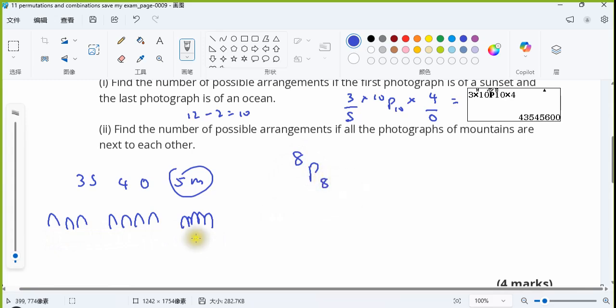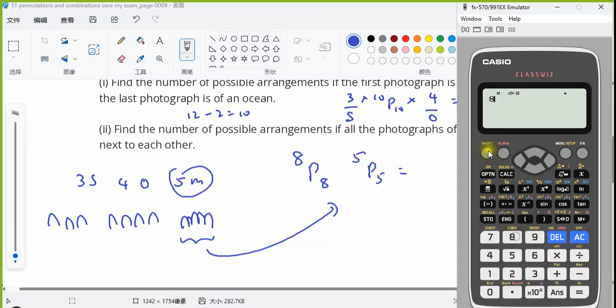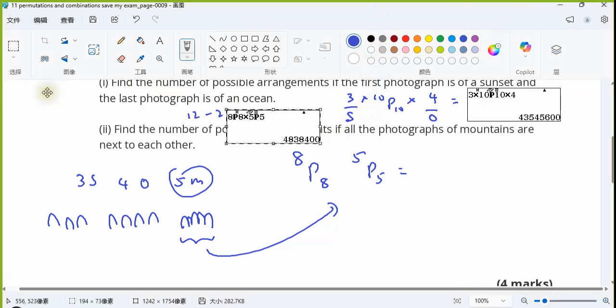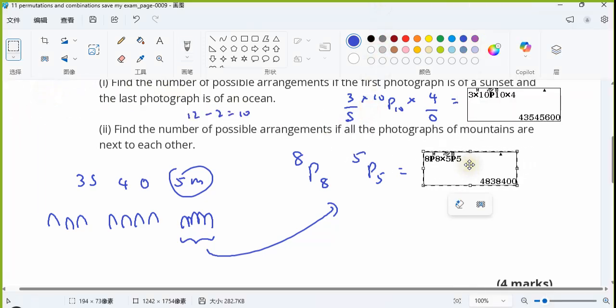8P8. And then this one we have the 5 factorial. Okay. So this one we have the 5P5. So we have the 8P8 times 5P5. So this will be the answer. So this is 4838400. Okay.